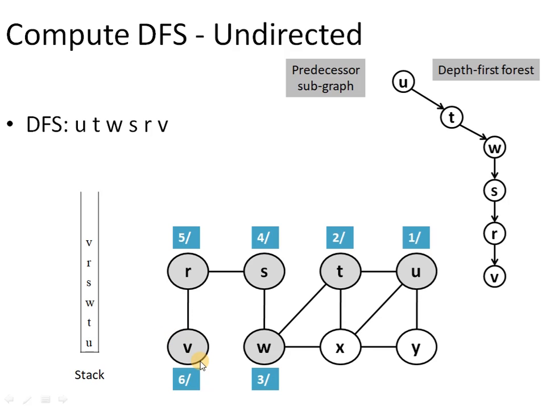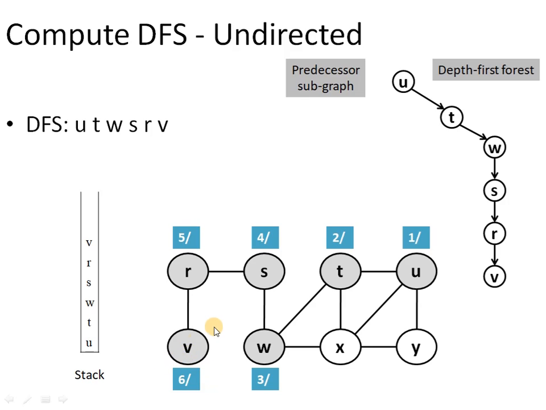So increase the timestamp to 6. Add V to the DFS sequence and push it onto the stack. Now from V, we can only move to R, but R is already explored. So basically we cannot move any deeper via vertex V. So we have to finish the examination of vertex V now.